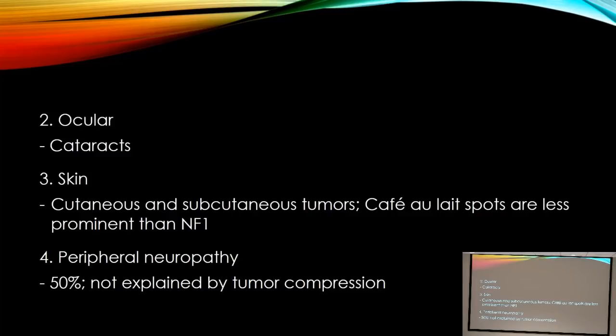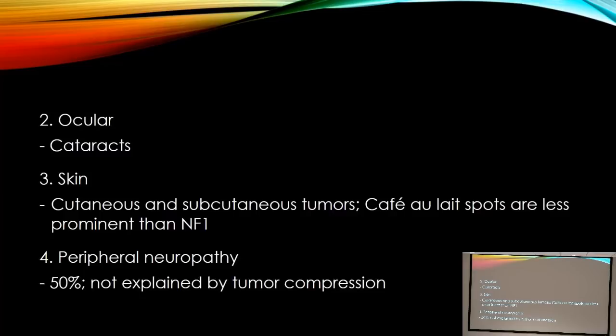All right, so these patients can also have cataracts. So like NF type 1, both patients need to be followed by an ophthalmologist. They do have skin lesions, and they have tumors, both cutaneous and subcutaneous. They have café au lait spots, maybe in up to about 50%. They're a little different than the café au lait spots of NF type 1, but this is why I told you, don't just equate café au lait spots with NF type 1. You can see them in type 2 as well.